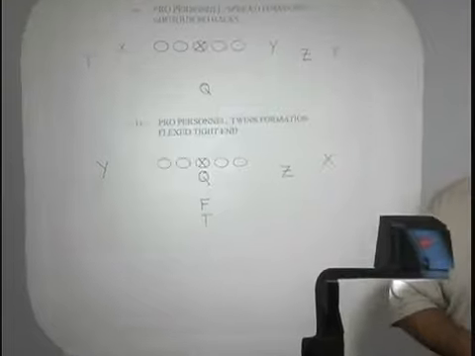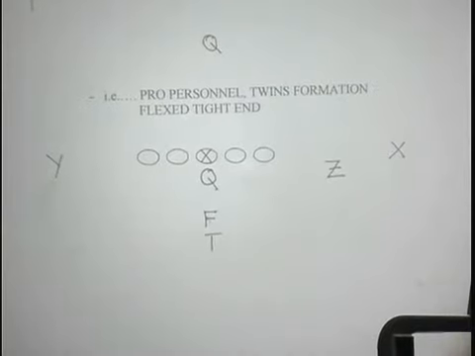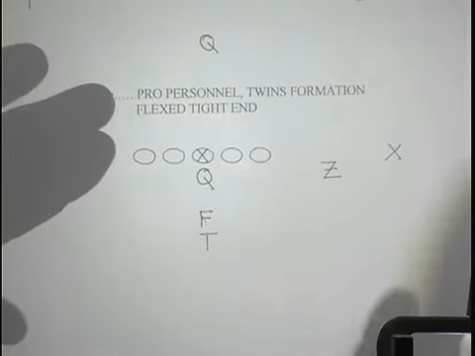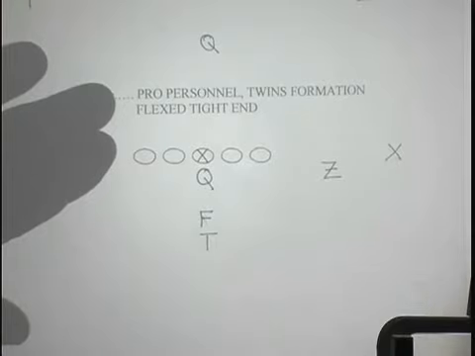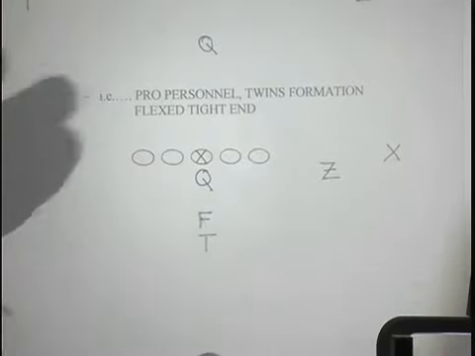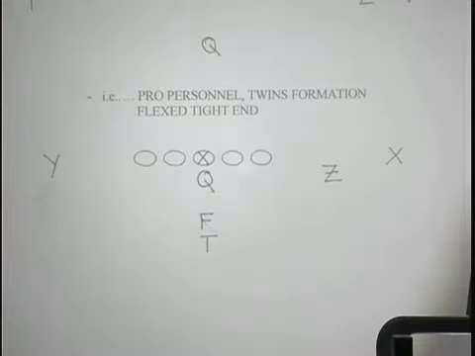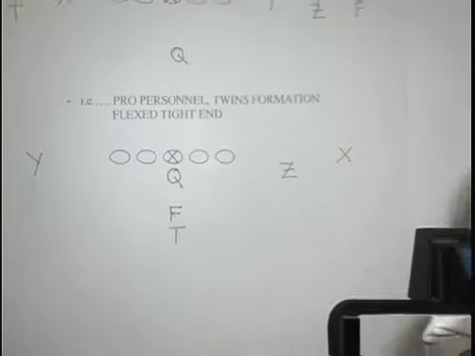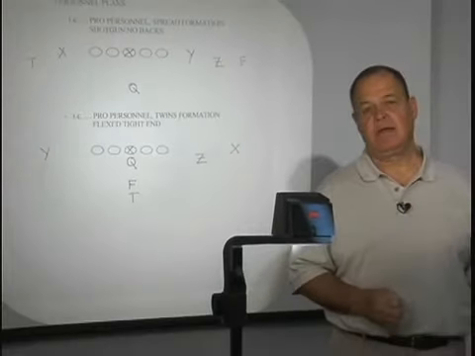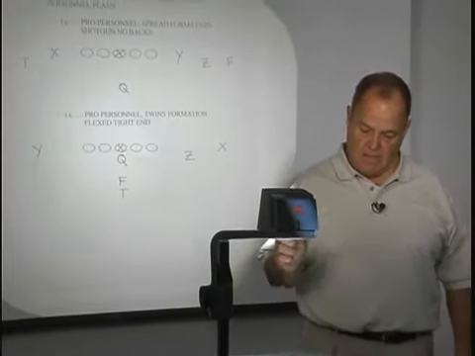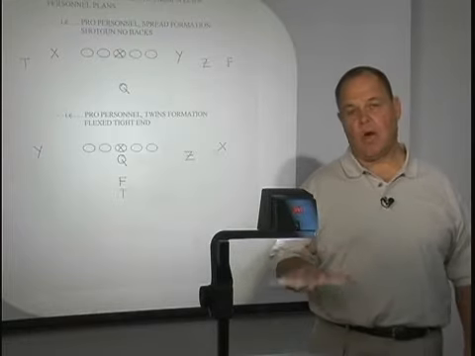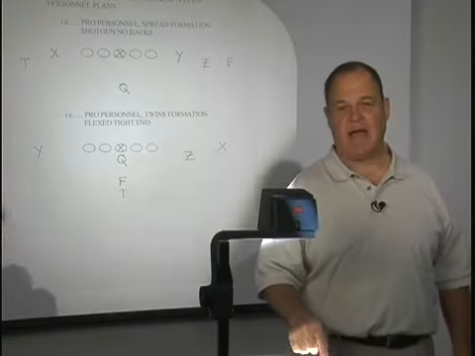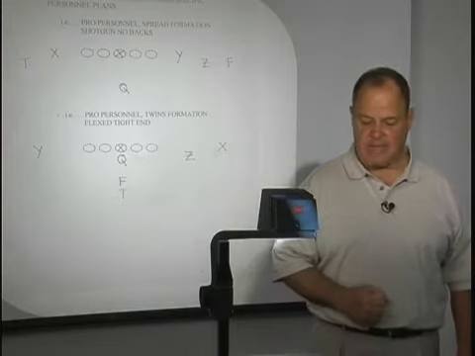Another example here is to see pro personnel in a twin set. So we have our Z over to the X side in the slot, but we have taken our Y tight end and split him out. This is a highly irregular formation for a defense to have to defend. They're not expecting to see a spread set of a 3 wide receiver look with a tight end backside and the X and Z to the opposite side.